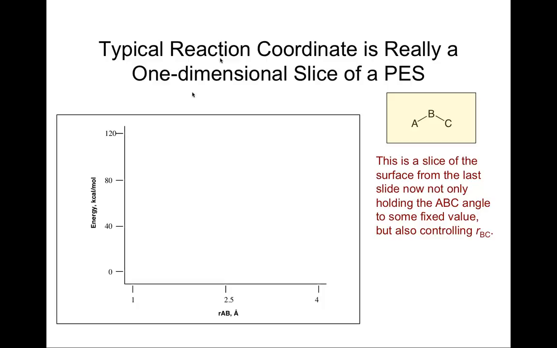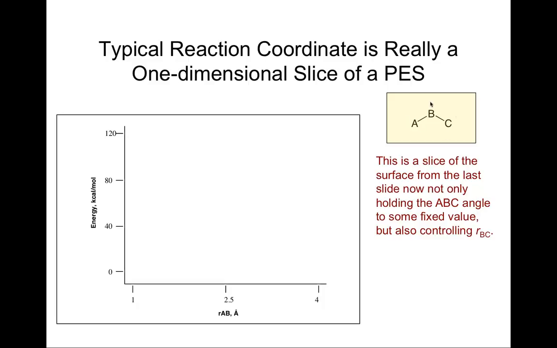And that coordinate, now I want you to recognize, is a one-dimensional slice of a potential energy surface. So you are adopting some protocol for slicing through what could be a massively high-dimensional surface and really focusing on the energetic changes associated with a single dimension.